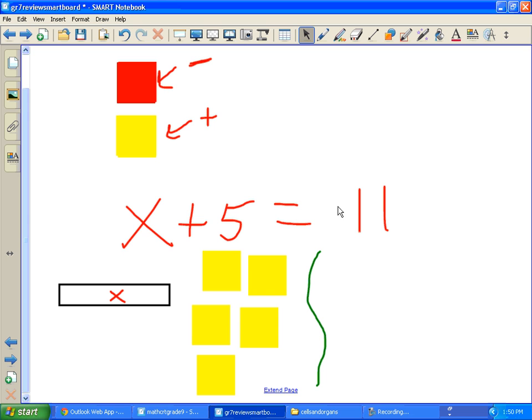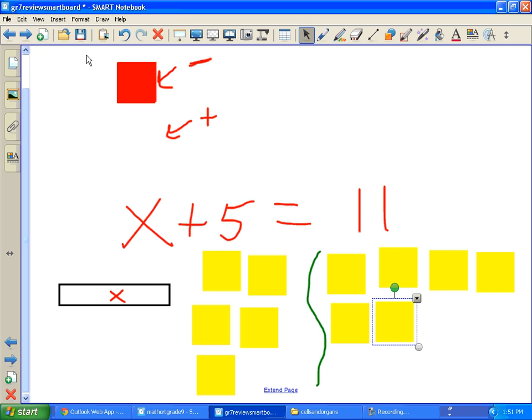And it's plus 11 because there's no minus in front of it. So I'm going to need 1, 2, 3, 4, 5, 6. I'll need to make a few more. 7, 8, 9, 10, and one more is 11. So now I've got x and plus 5 equals plus 11.